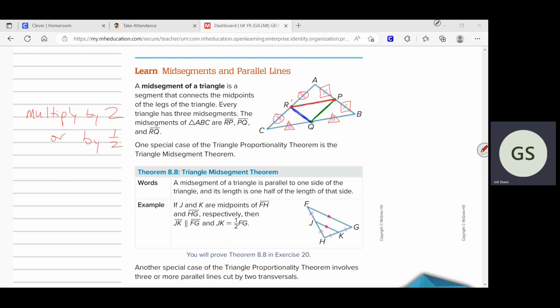Here's the process to do it. Let's say I knew what RP was and I wanted to know BC. I always have to use the lines that are parallel. So make that note. You have to use the lines that are parallel. RP is parallel to BC.